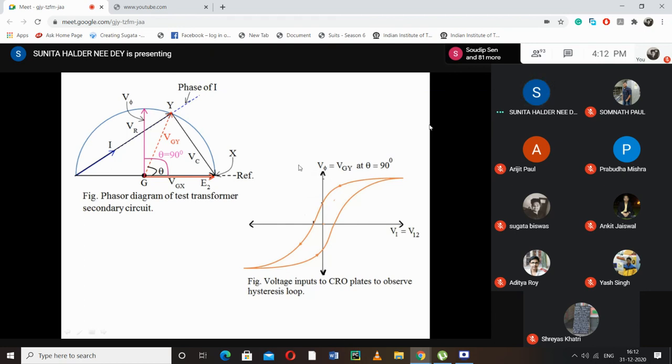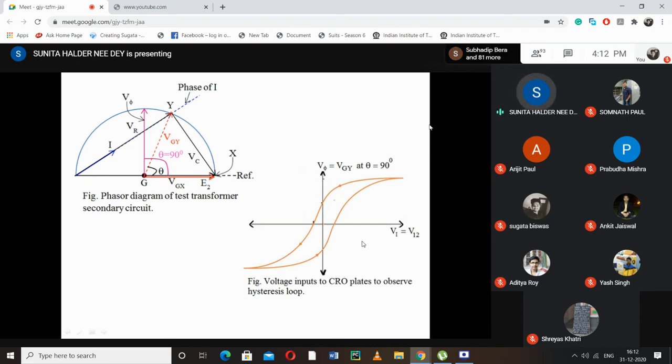So when VGY is 90 degrees leading, at that condition it is proportional to V phi, not for the other cases. In that case, we shall put it in the vertical plate of the oscilloscope and V12 in the horizontal plate. And we shall give the oscilloscope in dual mode because we want to plot V phi with respect to V12, not with respect to time. So for run 1 and run 2, the oscilloscope should be in dual mode.